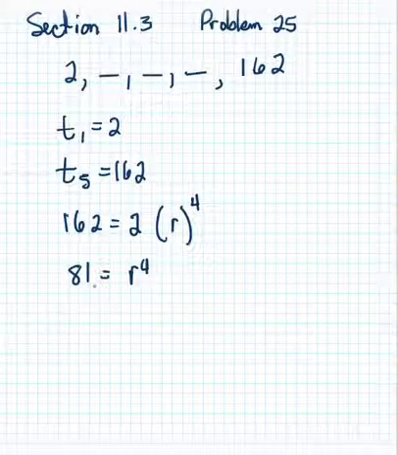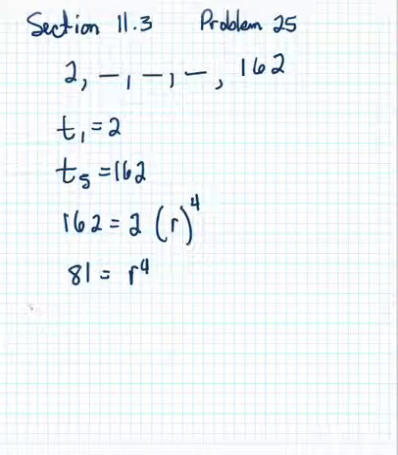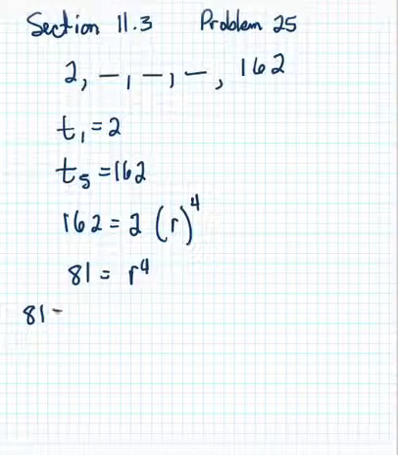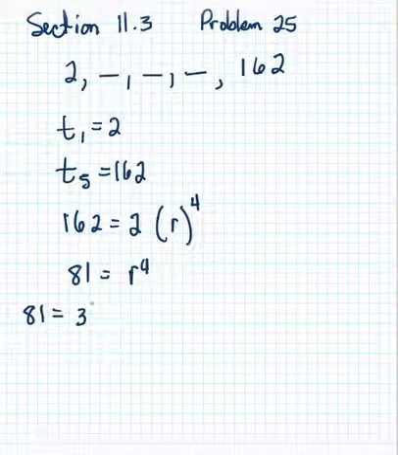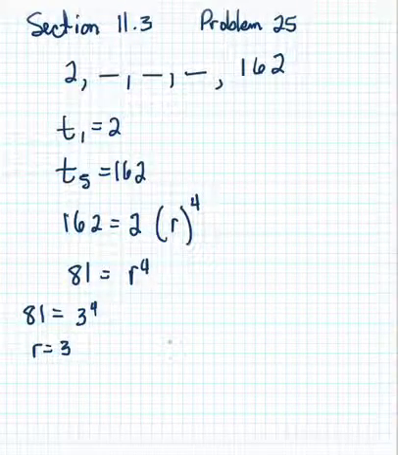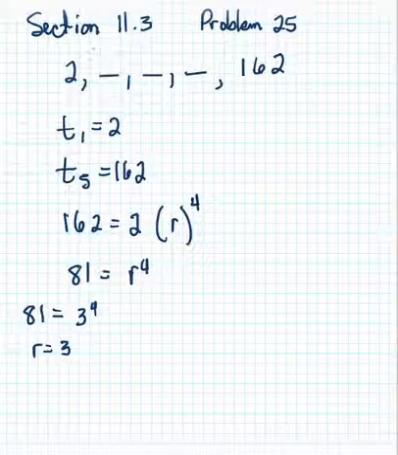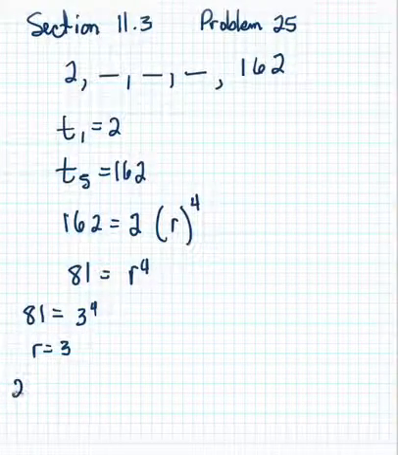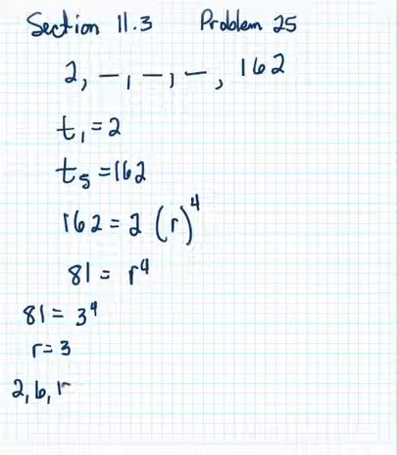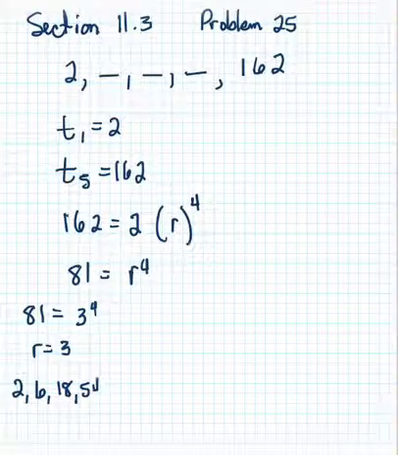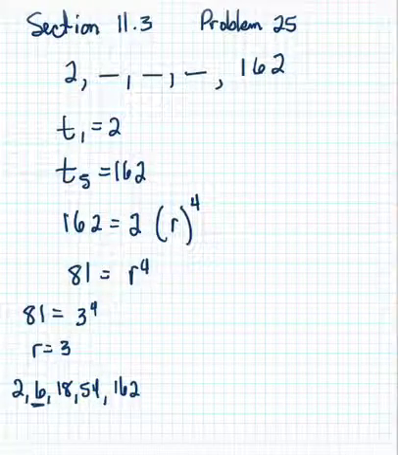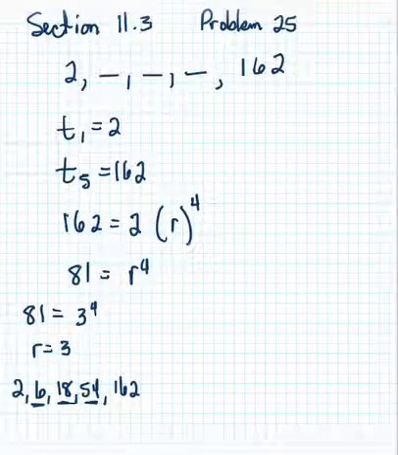Now this suggests lots of possibilities. If we're in the real number system, one of the possibilities is that 81 equals 3 to the fourth. So my common ratio could be 3. Then my geometric means would be 2 times 3, which is 6, 6 times 3 is 18, 18 times 3 is 54, and 54 times 3 is 162. So my three means would be 6, 18, and 54.